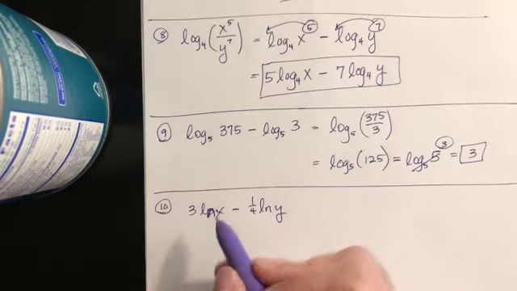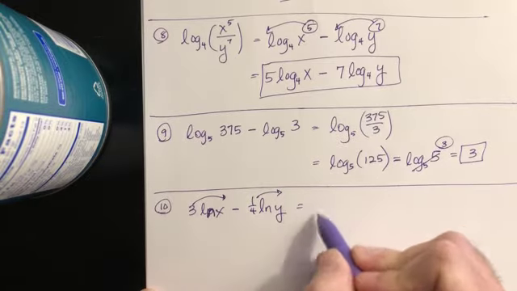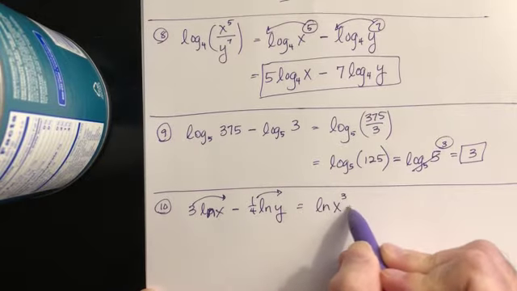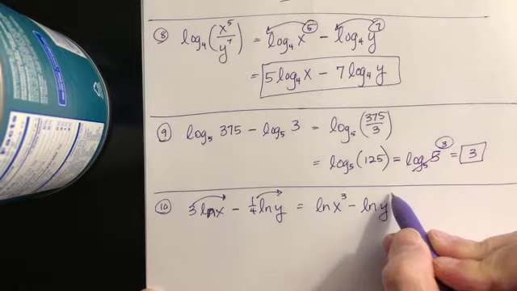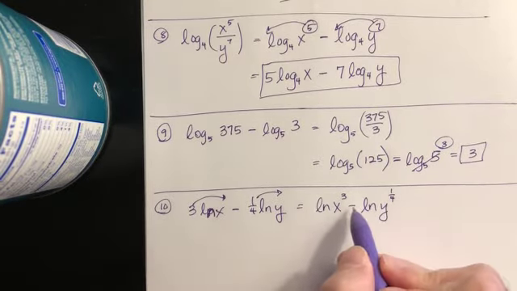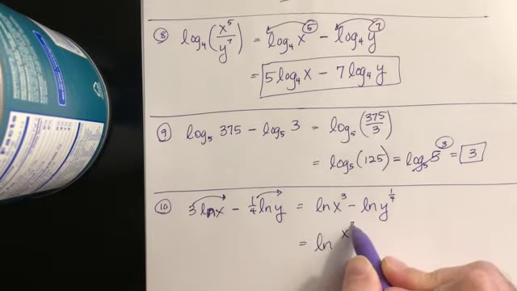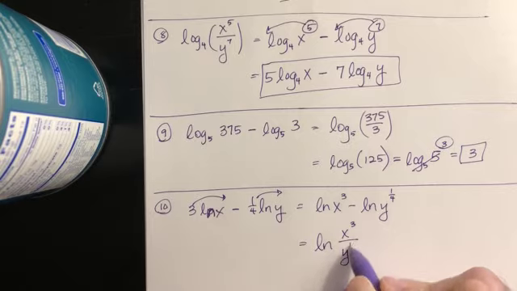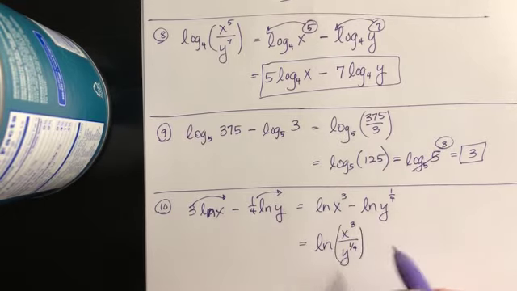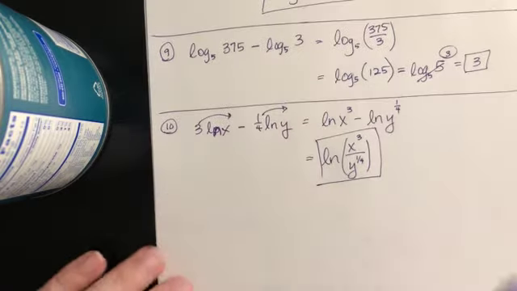So let's do the exponent thing. This 3 comes up, this 1/4 comes up, and we get ln of x to the third minus ln of y to the 1/4, like so. All right, now the minus on the outside becomes divide on the inside. So this becomes ln of x to the third over y to the 1/4. And you don't have to change this to fourth root if you don't want to.